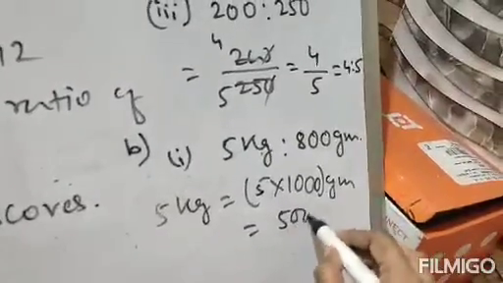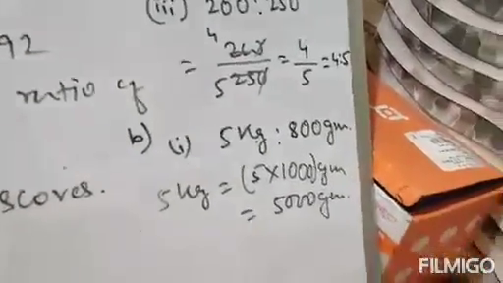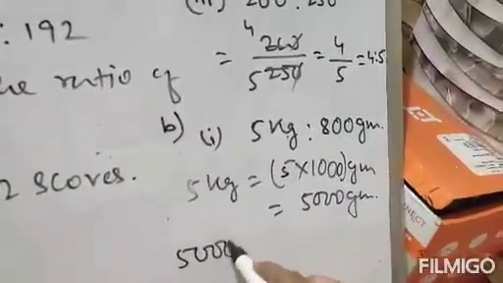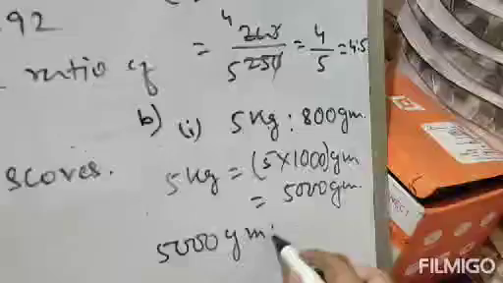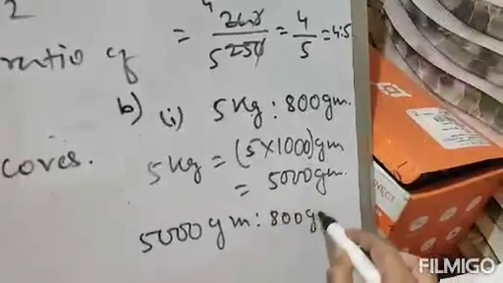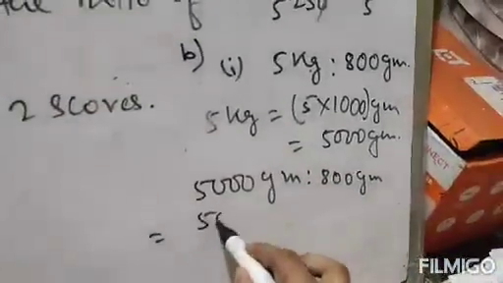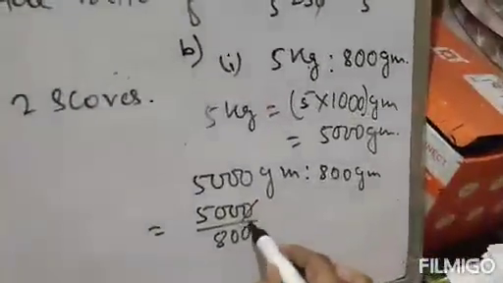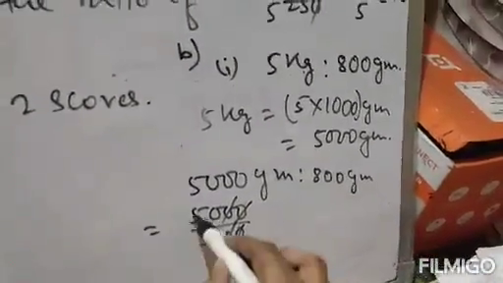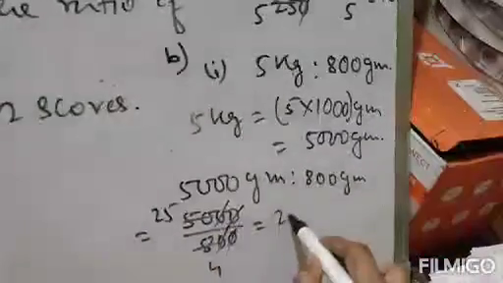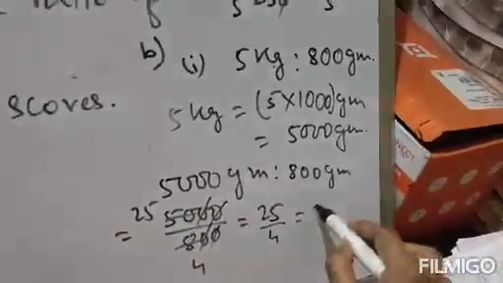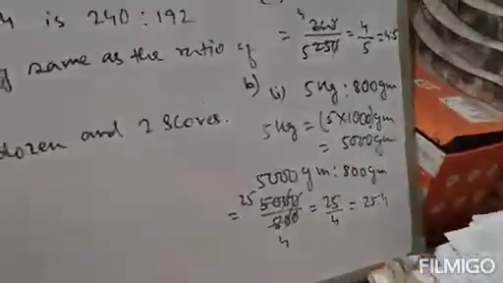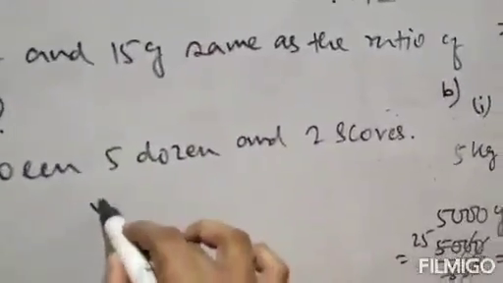That means 5000 gram. Now we can easily compare 5000 gram and 800 gram. So place 5000 gram instead of 5 kg. 5000 gram is to 800 gram. That means 5000 by 800. Now reduce zeros first. 2 4s are 8, 2 25s are 50. That is 25 by 4. That means 25:4. That is the answer. Clear?